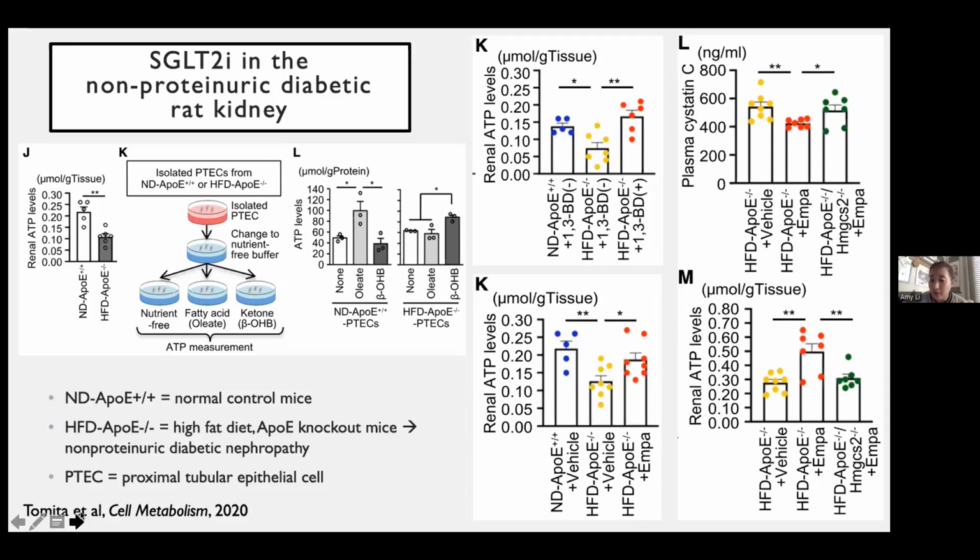So looking at the bottom two graphs, they further demonstrate that when you treat these rats with empagliflozin, you have improved ATP levels in the diabetic kidney. So that's the red there. And it's improved to the point where it's almost normalized. And then when you look at the same double knockout mice treated with empagliflozin, in the absence of being able to produce those ketones, you can't produce as much ATP.